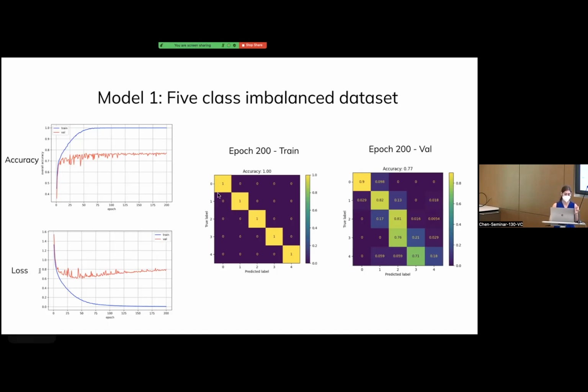And you can see here with this accuracy and loss plot that it's really not learning, just memorizing this data set really quickly, and then plateauing on the val, which is in the red. The blue is the train.